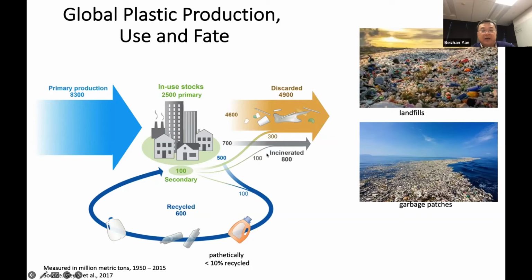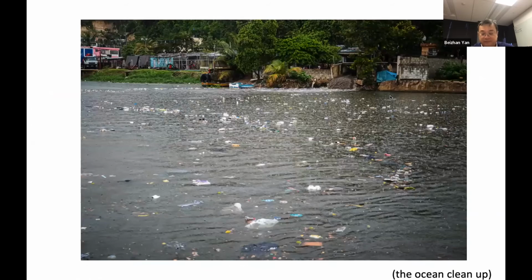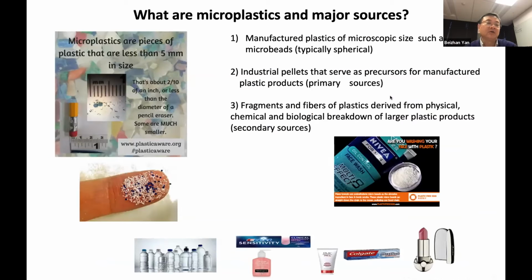When plastics get into the environment, they start breaking down and also moving from the landfills, getting into the soils, being carried by the runoff, getting into the rivers, and sometimes going to the oceans as well. I think Laura already explained what microplastics are and also their major sources, so I'm not going to cover too much on that.